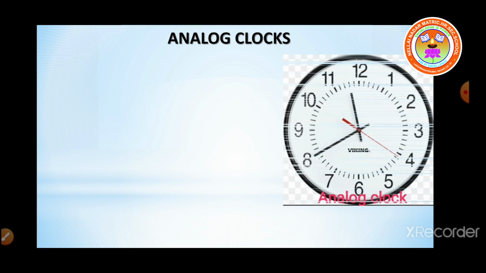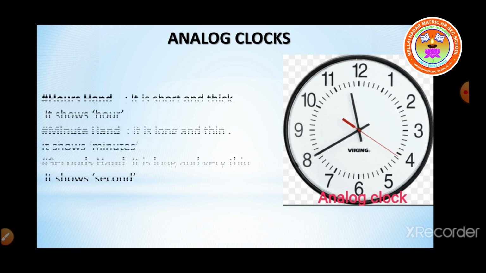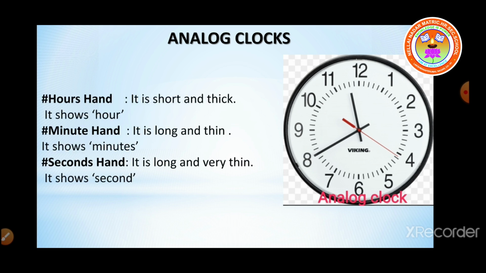So first we move on to the analog clock. In our home also we are using the clocks, isn't it? It comes under the analog clocks only. See the figure also. Okay. So the analog clock, already you know, it consists of three hands. One is the hour hand, and second one is the minute hand, and third one is the seconds hand.